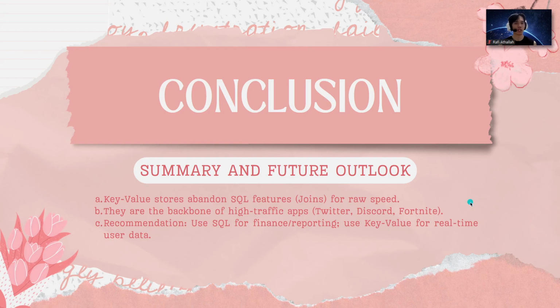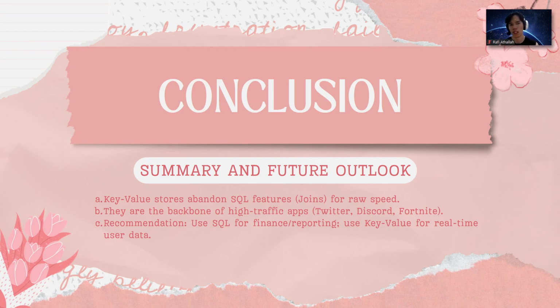Now, what is the conclusion? So the summary and the future outlook is that key value stores abandon SQL features like joins for raw speed. If you don't know what a join is, a join is basically joining the first table and the second table in SQL. Now they are the backbone of high traffic apps, for example, like Twitter, Discord, and even Fortnite.